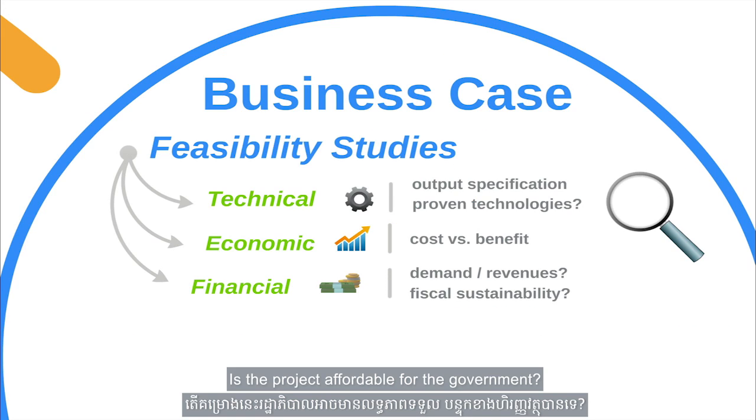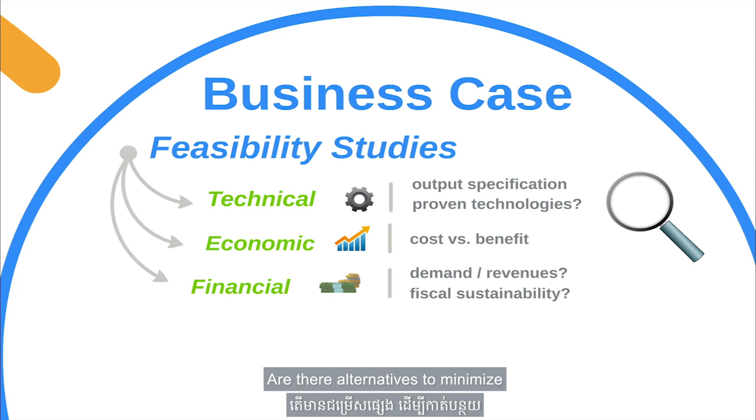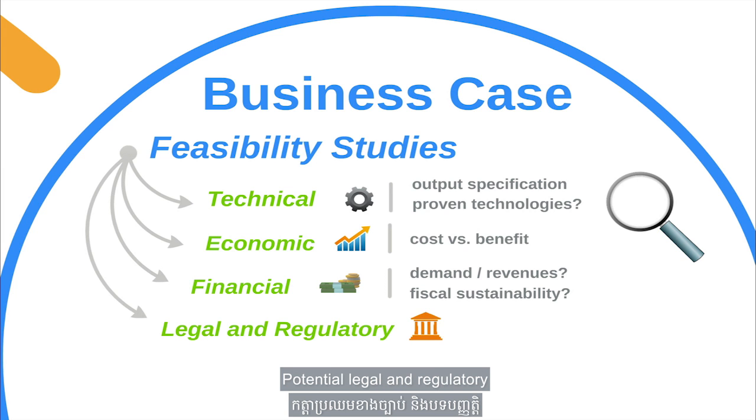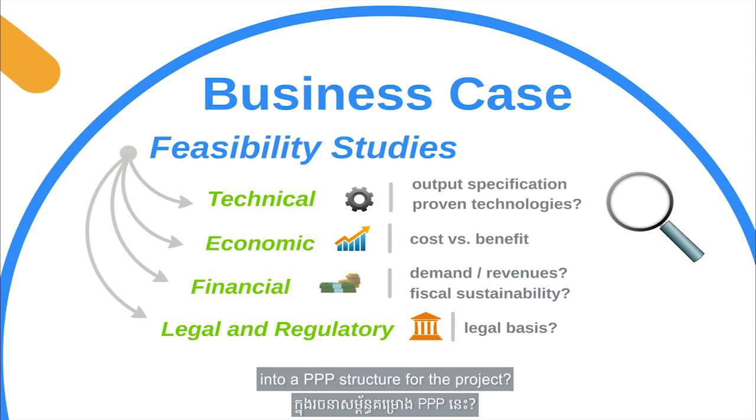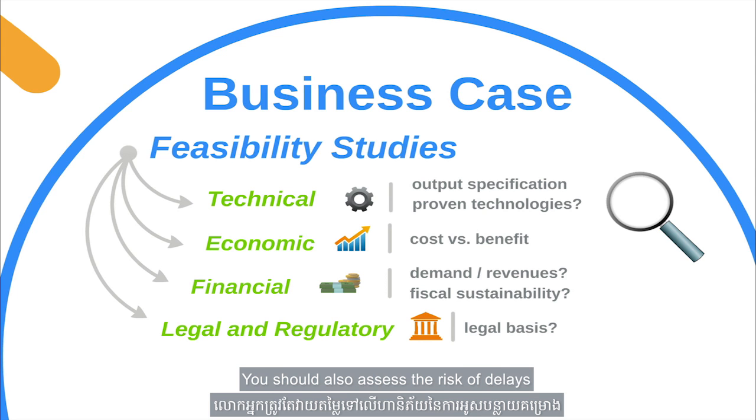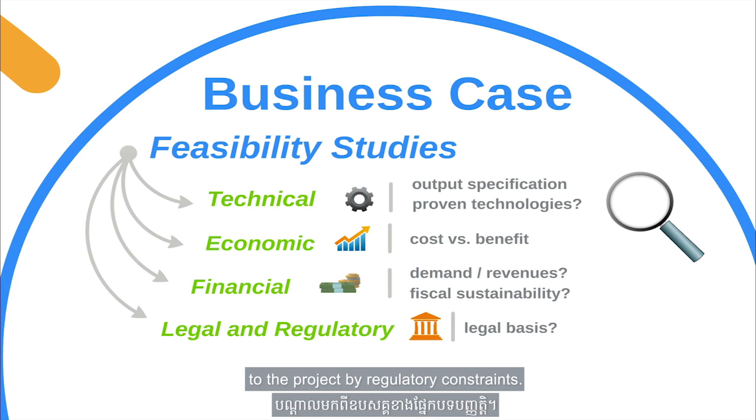Is the project affordable for the government? Are there alternatives to minimize the demand on government finances? Will the government be able to provide the subsidies required for the project? Potential legal and regulatory challenges need to be reviewed as well. For example, is there a clear legal basis for the government to enter into a PPP structure for the project? You should also assess the risk of delays to the project by regulatory constraints.